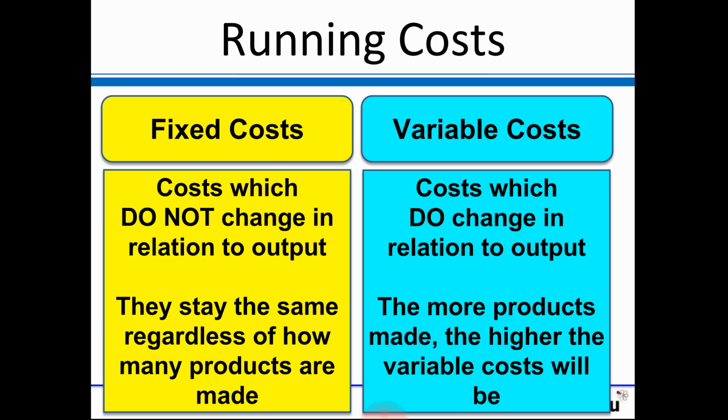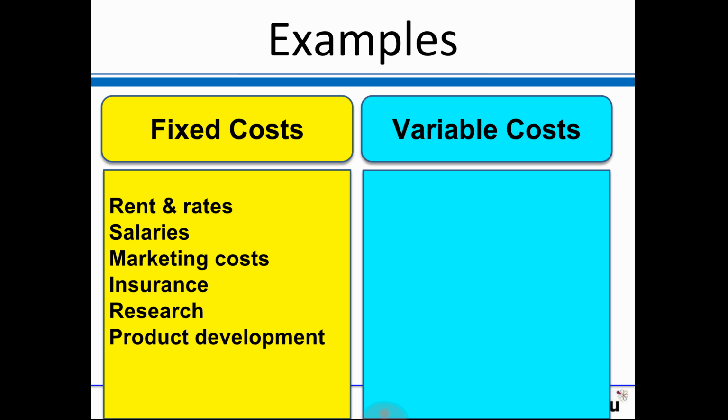Let's look at some examples. First of all, fixed costs. Fixed costs, we're talking about things like rent, rates, salaries, marketing costs, insurance, research, and product development. These are all costs that have to be paid whether a business makes any products or plenty of products.